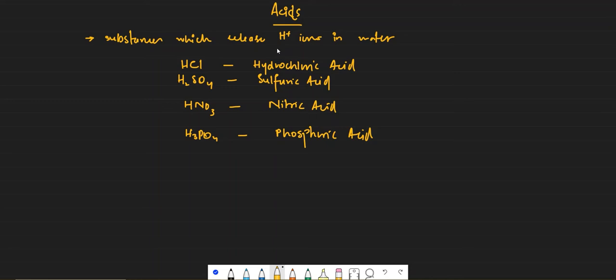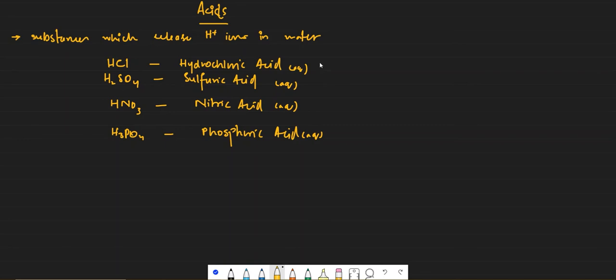Now HCl originally, for example, is a gas, hydrogen chloride. It becomes hydrochloric acid when HCl is dissolved in water. Why? Because hydrogen ions are released. So all of the acids are going to be aqueous. They have to be dissolved in water so that they can release hydrogen ions, which are actually responsible for the acidity of an acid.